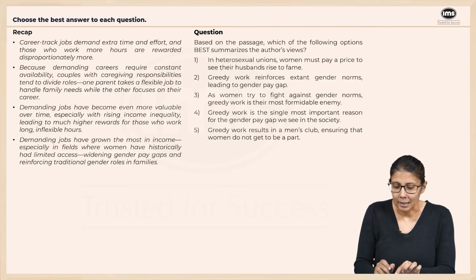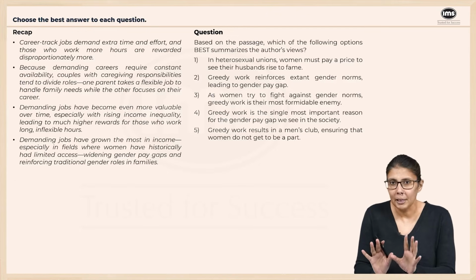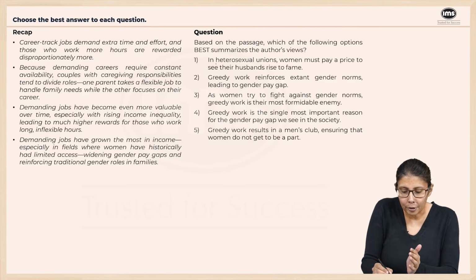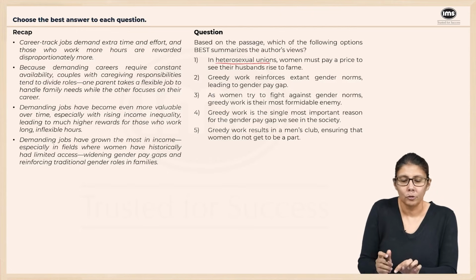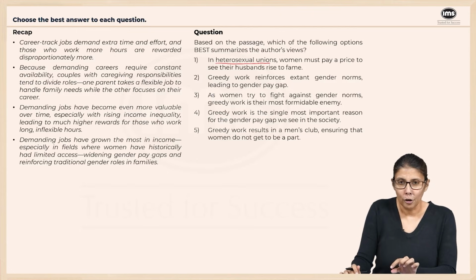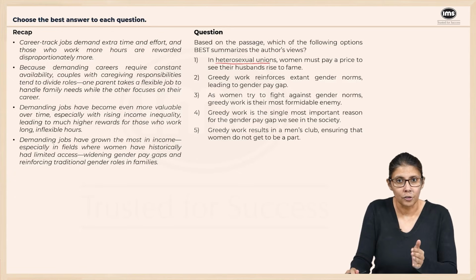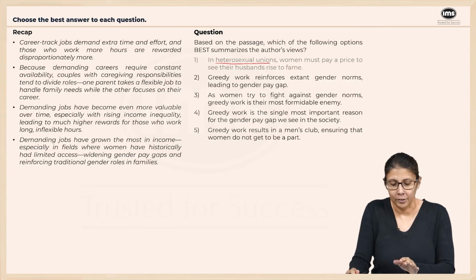The first option says, in heterosexual unions, women must pay a price to see their husbands rise to fame. While this may be true, generally yes, it is trying to say that women tend to take up the more flexible jobs, but the focus of the passage is not heterosexual unions. So because of that, this cannot be the summary of the author's views. So I'm not saying it's wrong necessarily, I'm just saying this is not the main point. So option 1 is gone.